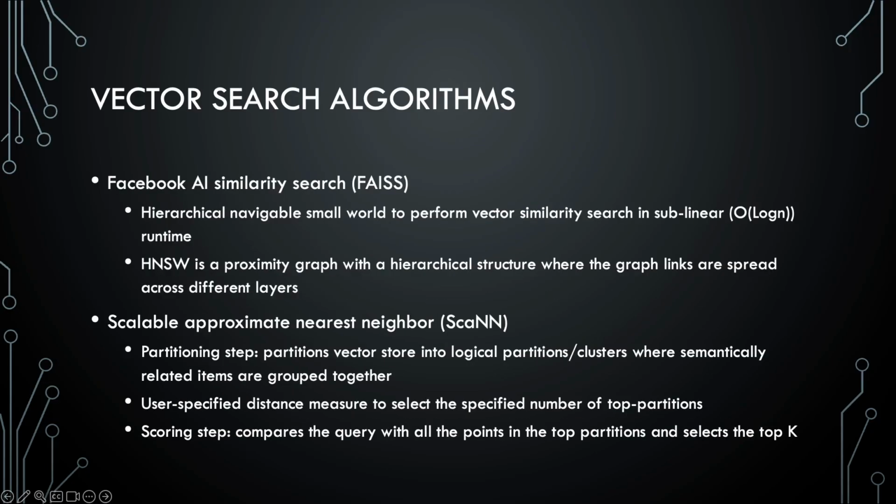Facebook AI Similarity Search, or FAISS, is one of the most popular vector search algorithms due to its ability to complete searches in sublinear time. It uses hierarchical navigable small world, or HNSW, which is a proximity graph with a hierarchical structure that performs efficient approximate nearest neighbor search, particularly in high-dimensional vector databases.